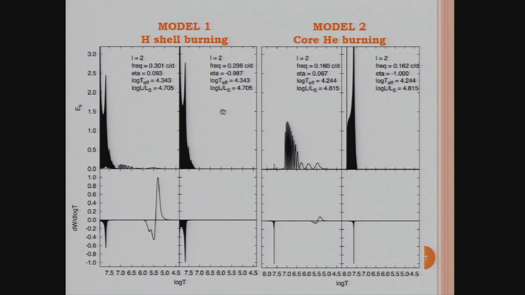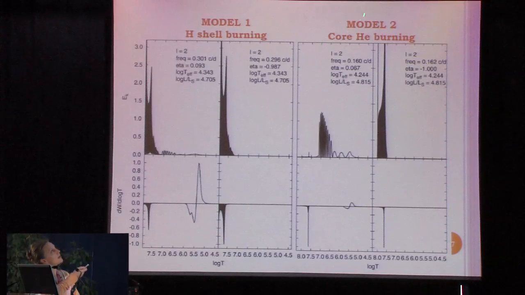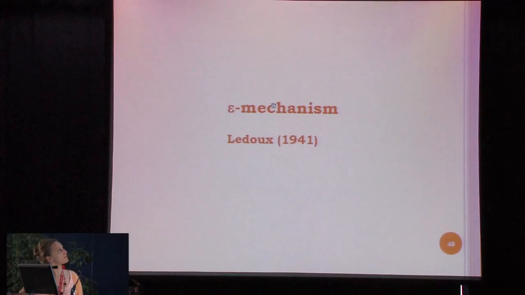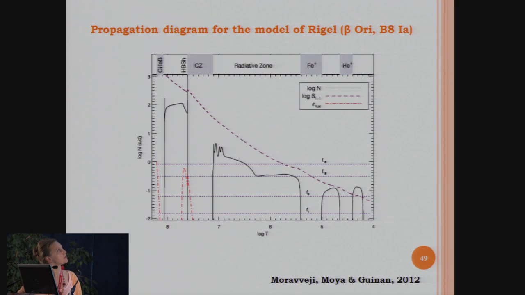Okay, so this is the kinetic energy. These modes are excited. This is an unstable mode, this is a stable mode in model 1, and again in model 2, an unstable mode and a stable mode. And in both cases, these modes are excited, pulsations are excited due to the Z opacity bump and the epsilon mechanism suggested by Ledoux in 1941.